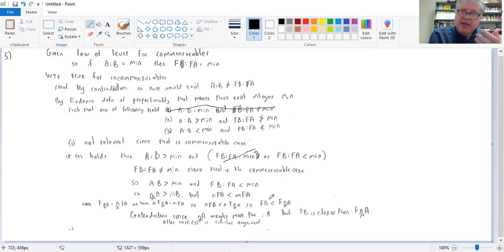So the distance from F to B is less than the distance from F to N over M times A. But that's a contradiction, since N over M times A weighs more than B, but F of B is closer than the distance from the fulcrum to that N over M A. And for case 3, you get a similar contradiction. Okay, so that shows that.